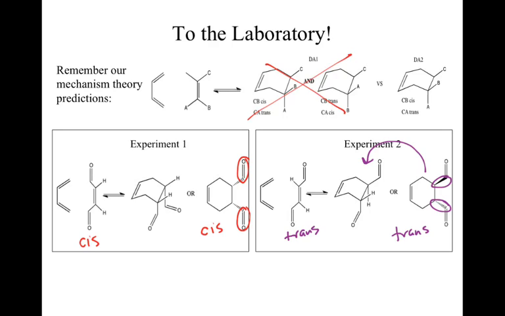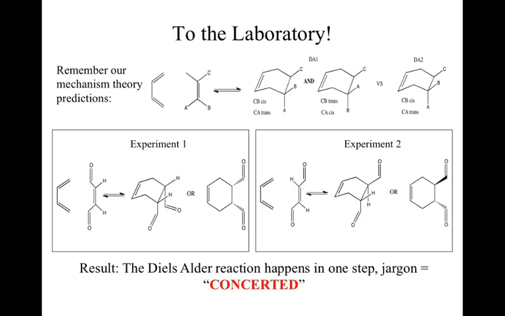Regardless of how you change the rest of your structures, you still end up not seeing this bond rotation. DA1 does not exist. Everything must happen at the same time. So we could say same time, we could say DA2. The 2 doesn't really make any sense anymore, so we just end up calling it Diels-Alder, because there's only one mechanism. But it still wasn't scientific enough, so the term that we end up coming up with is concerted. All of these things happen at once.